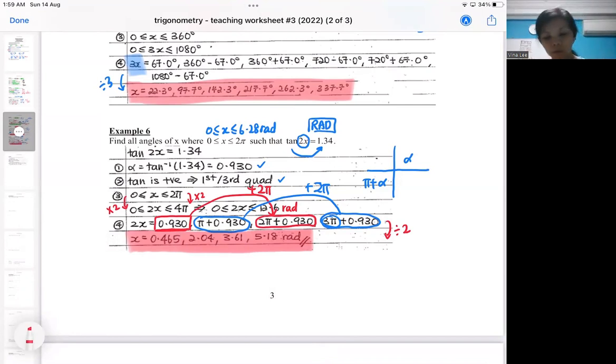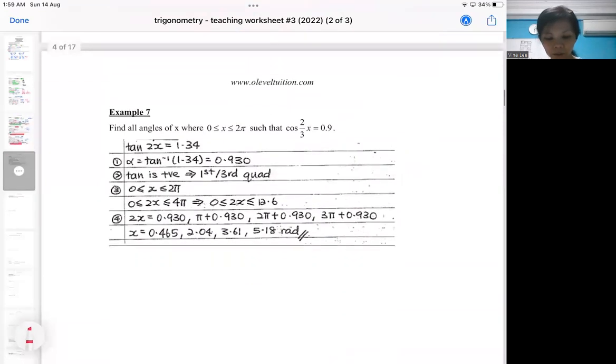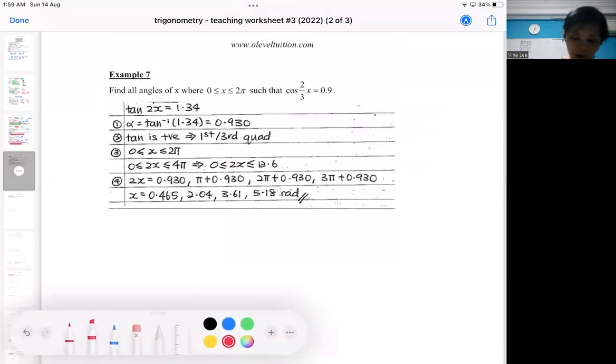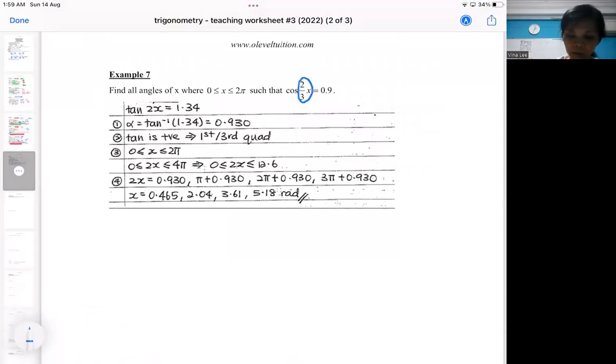Okay, so we will see one more question that also limits your intervals. So the next one is also a radian question, but this time around our angle is 2/3 x. So does it change your basic angle? No. You still execute your basic angle.